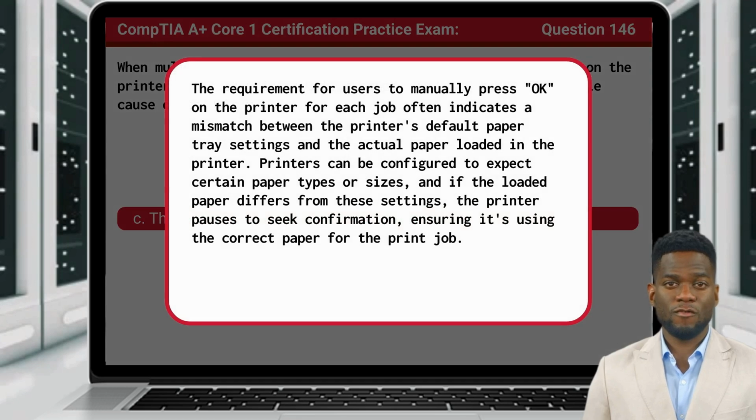The requirement for users to manually press OK on the printer for each job often indicates a mismatch between the printer's default paper tray settings and the actual paper loaded in the printer. Printers can be configured to expect certain paper types or sizes, and if the loaded paper differs from these settings, the printer pauses to seek confirmation, ensuring it's using the correct paper for the print job.